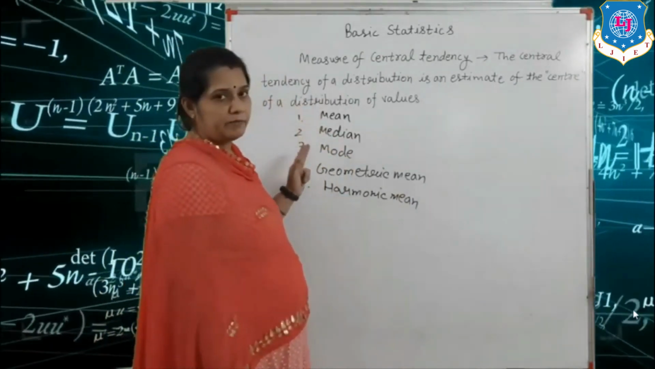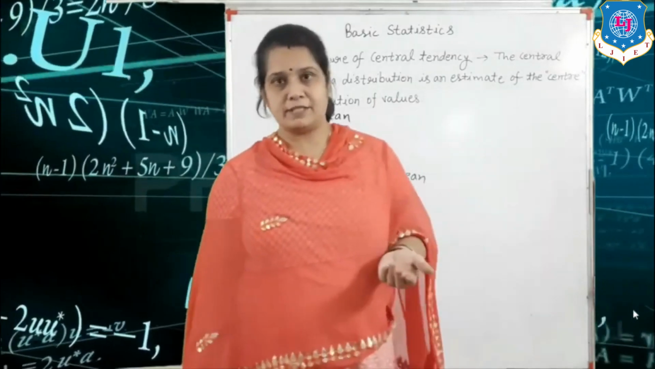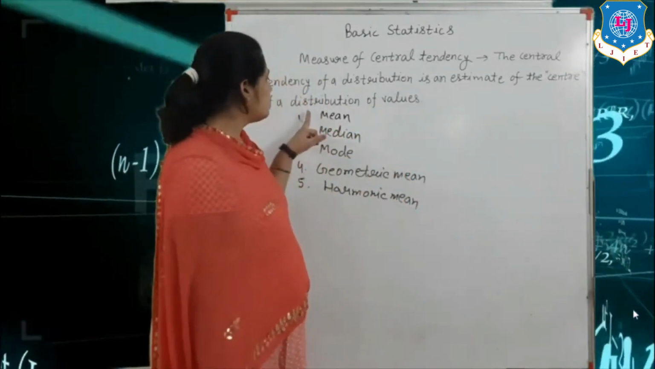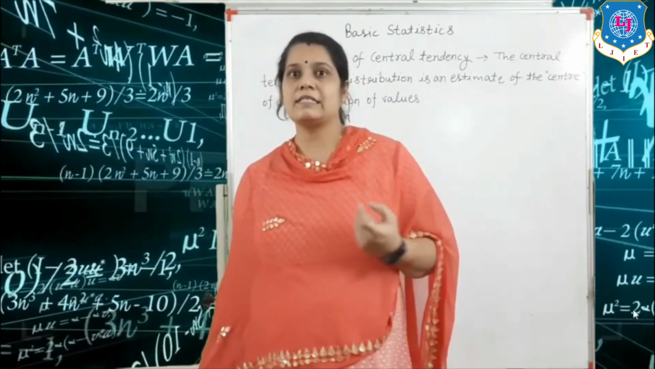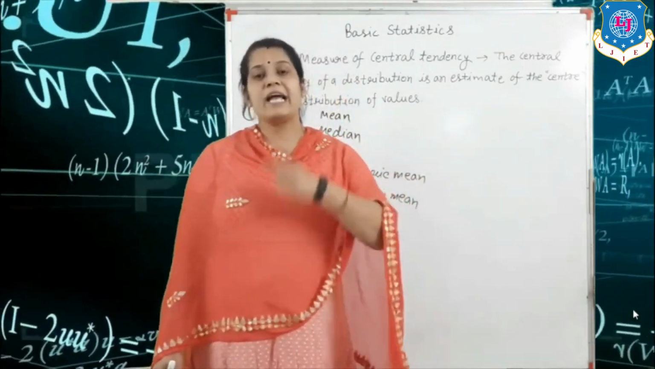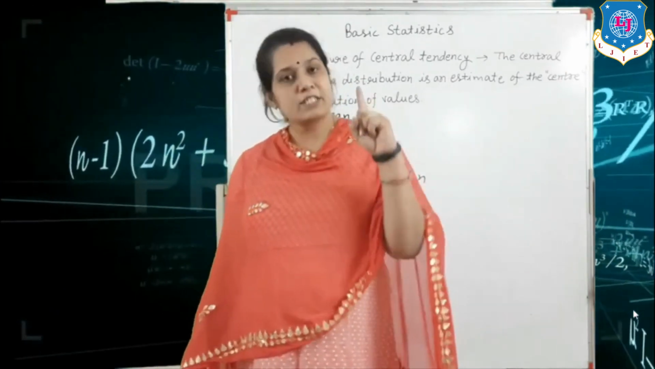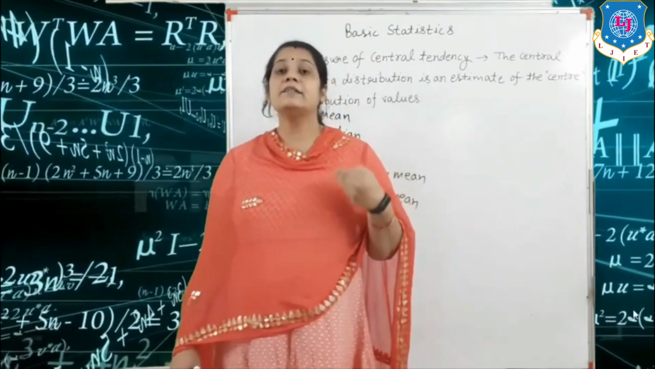In this chapter, we have the three main types: the mean, median, and mode. Geometric mean and harmonic mean are not included in your syllabus. So what are the mean, median, and mode? You have already seen them in middle class. For finding the mean, we have two types: first is ungrouped data and second is grouped data.